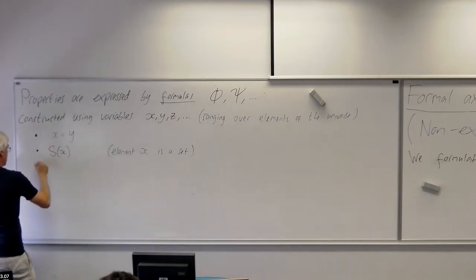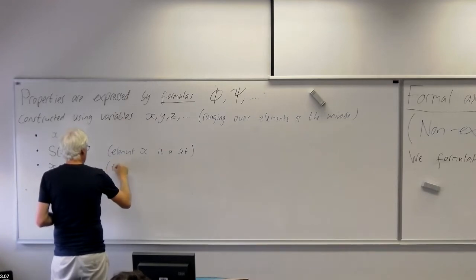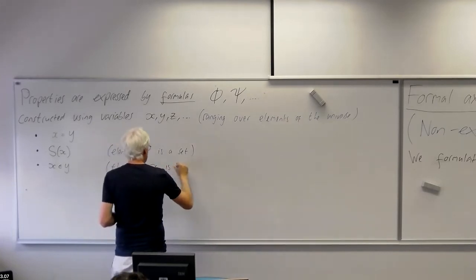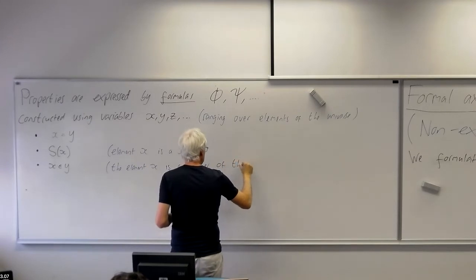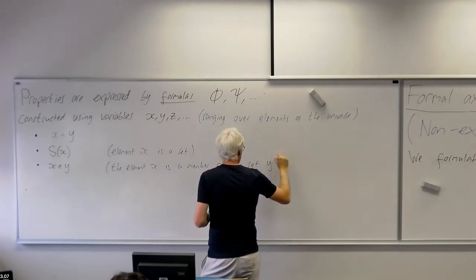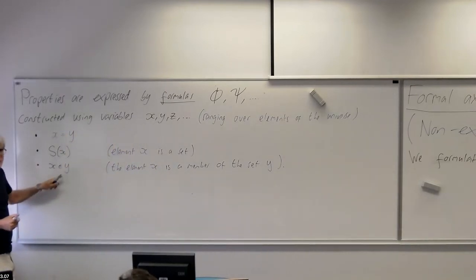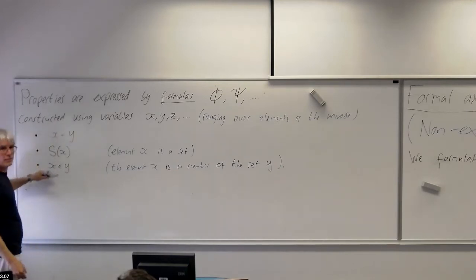And we're going to have the formula X belongs to Y. It says that the element X is a member of the set Y. So this is saying, in a sense, Y is a set and X is a member of Y. So these are what are called atomic formulas. These are the basic building blocks of the formulas.